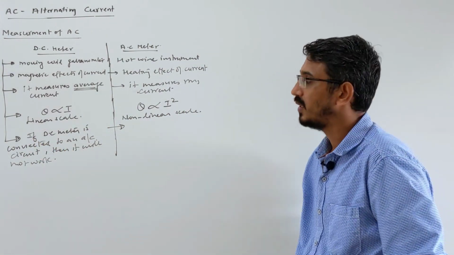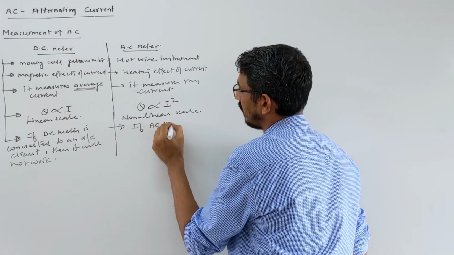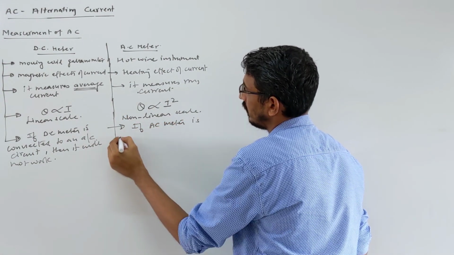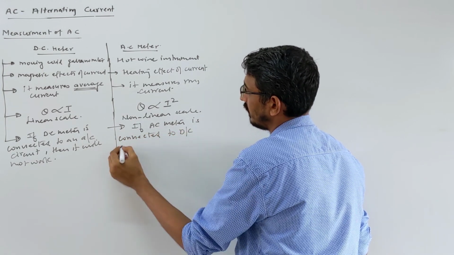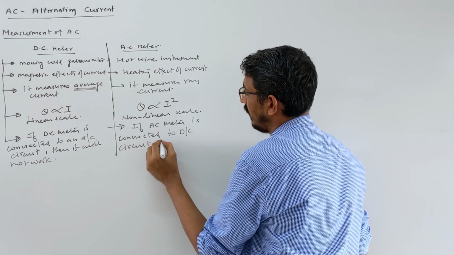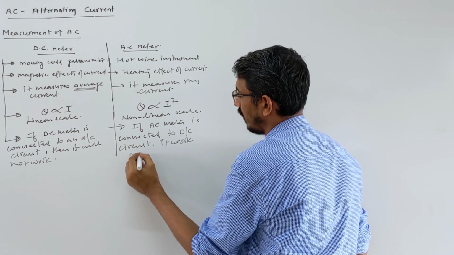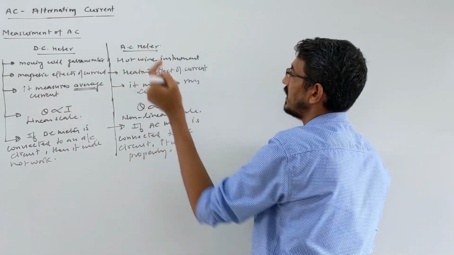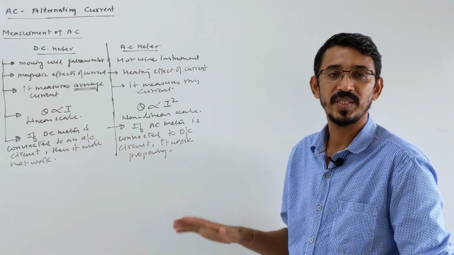R square only, right now. So this will work properly. Like here, if an AC meter is connected to our DC circuit right now, then what? It will work properly. What's the meaning of this? If you have an AC meter, you can use it in both types of circuit, AC or DC, and it will measure the proper value.